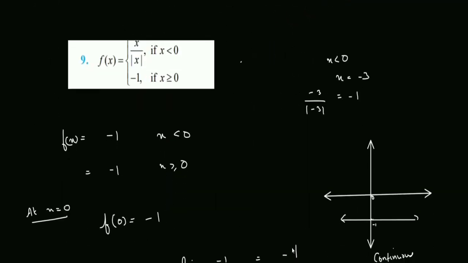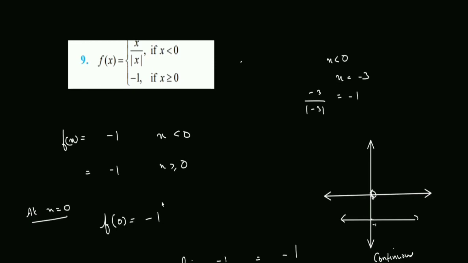Now we move on to the ninth sum. f of x is equal to x by modulus of x. It is similar to that sum. So when x is less than 0, if you put x as minus 3, what happens? Minus 3 by modulus of minus 3 will give you minus 1. So left side of 0 is minus 1, and at 0 they have given the function as minus 1. Right of 0 is also minus 1. So it is a continuous function.